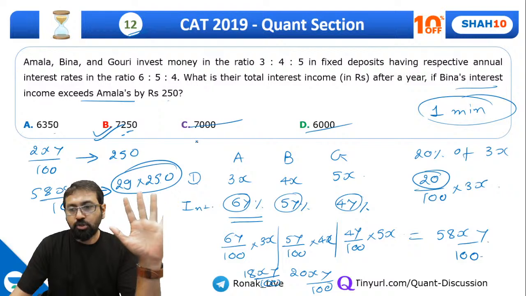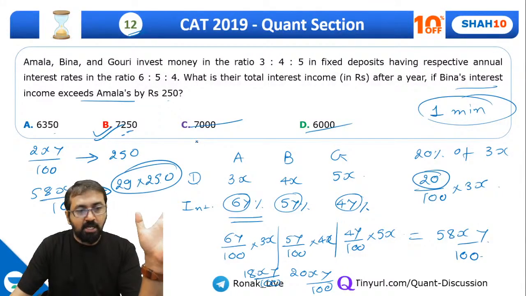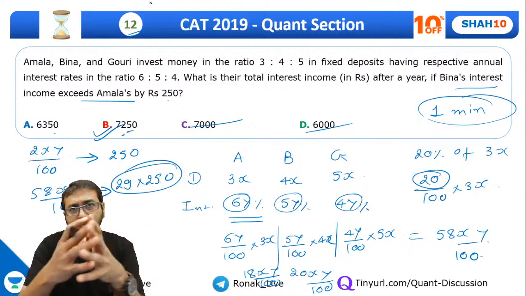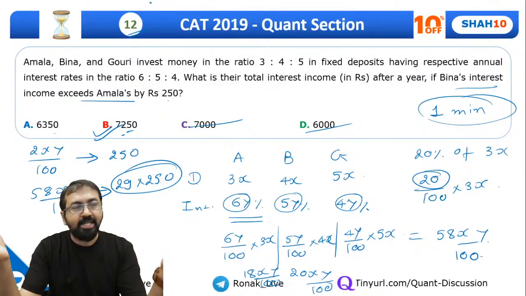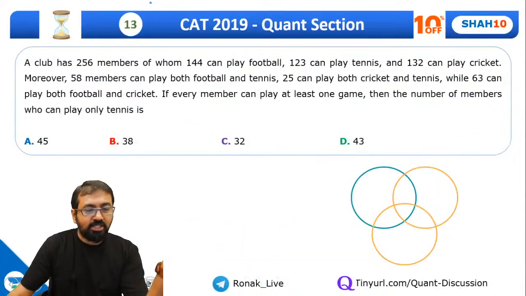Fine. So I'm sure all of you have understood this part, and this was actually an easy question. I mean, it's a simple ratio, multiply two ratios, get the total, get the answer, right? So time to go to the next one.